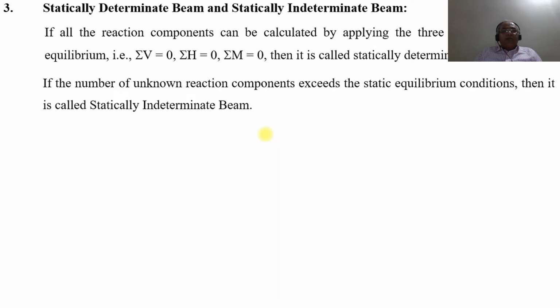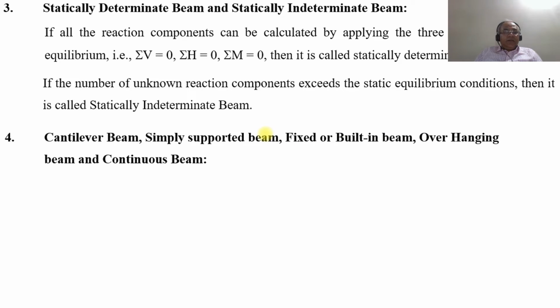If the number of unknown reaction components exceeds the static equilibrium conditions, then it is called a statically indeterminate beam. The fourth type is the cantilever beam, simply supported beam, fixed or built-in beam, overhanging beam and continuous beam.